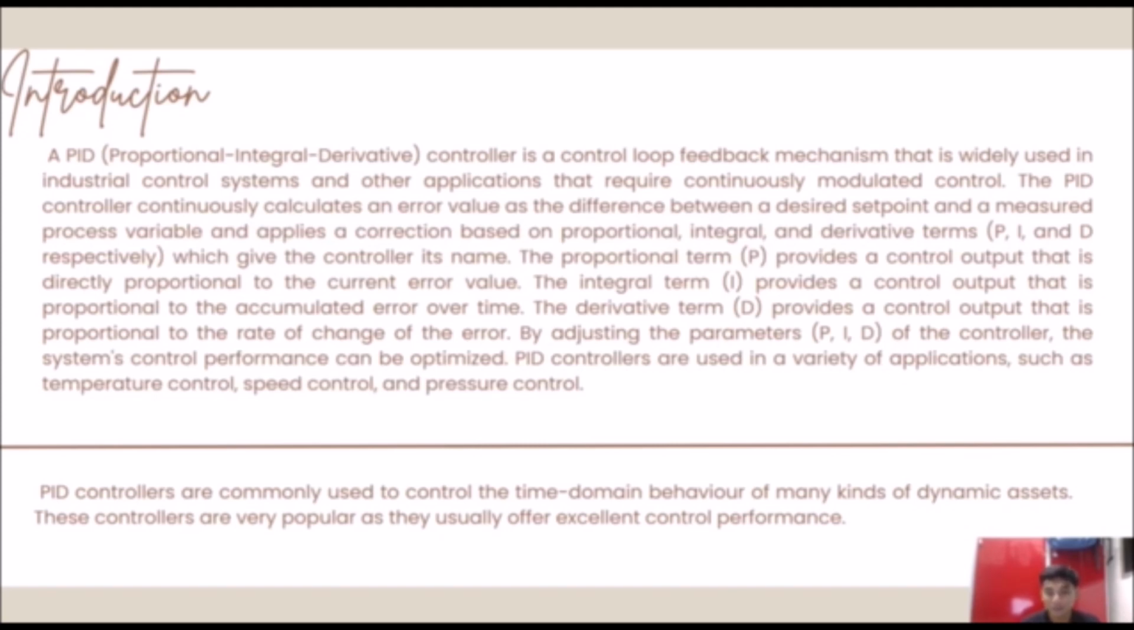The proportional term, which is P, provides a control output that is directly proportional to the current error value. The integral term, I, provides a control output that is proportional to the accumulated error over time. The derivative term, which is D, provides a control output that is proportional to the rate of change of the error. By adjusting these parameters of the PID controller, the system control performance can be optimized. PID controllers are used in a variety of applications such as temperature control and others.